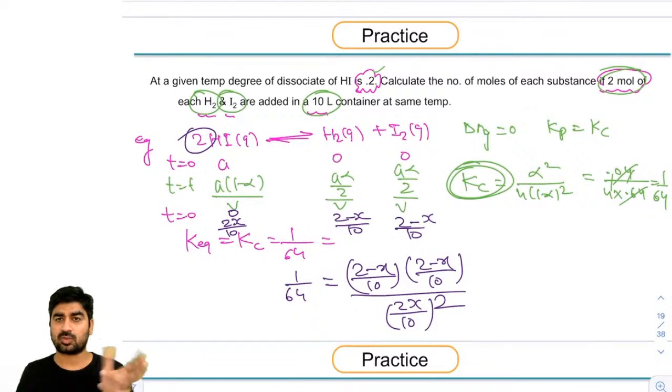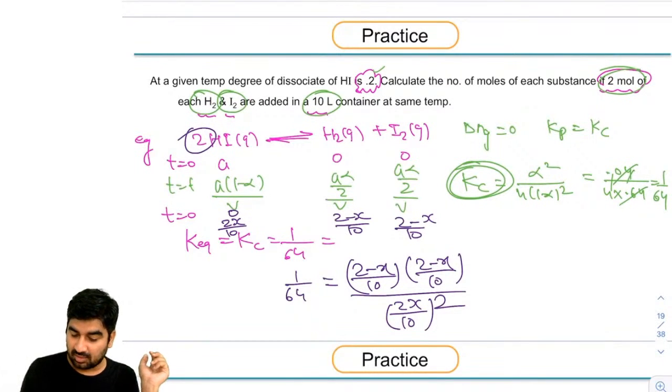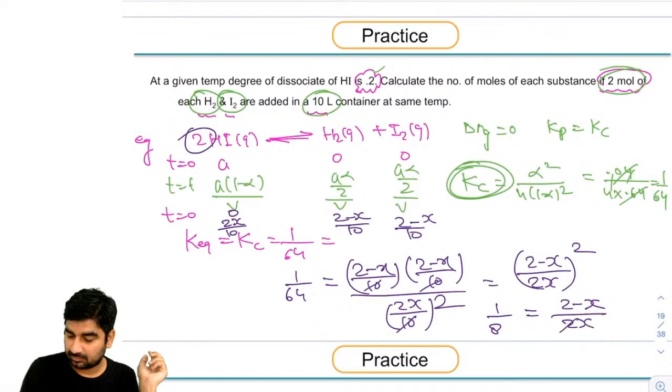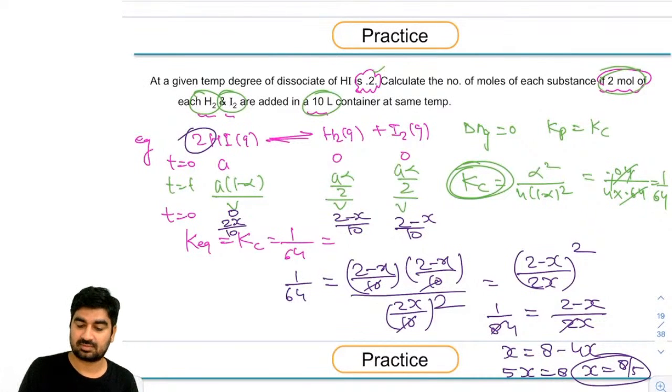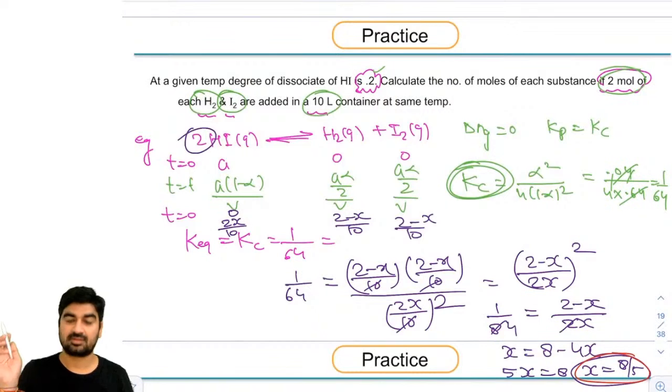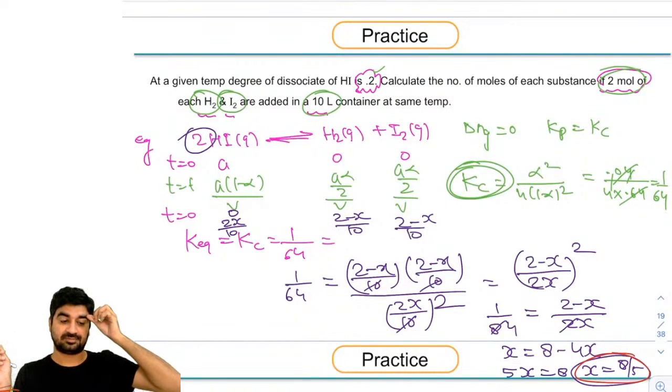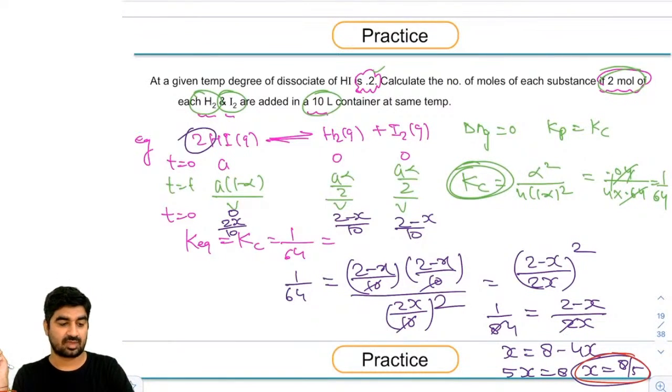right? Once you are squaring it, you can easily see the 10 will get cancelled out. So you will be getting 1 by 8. So it will be 8 minus 4x, 5x will be 8, x will be 8 by 5. Got it, guys? Yes, x will be 8 by 5. Any doubt?